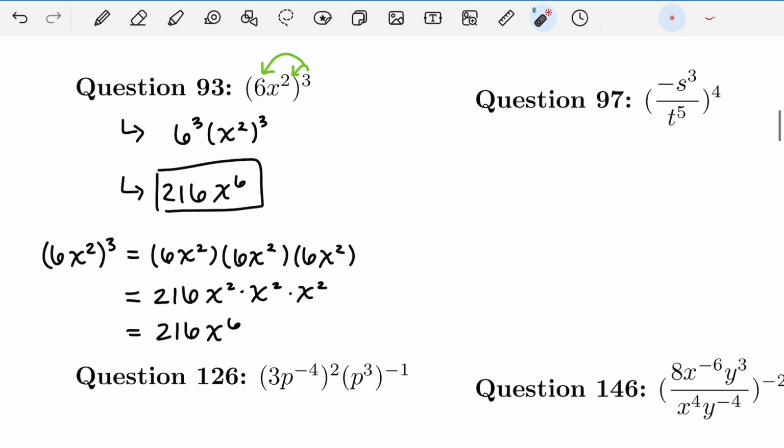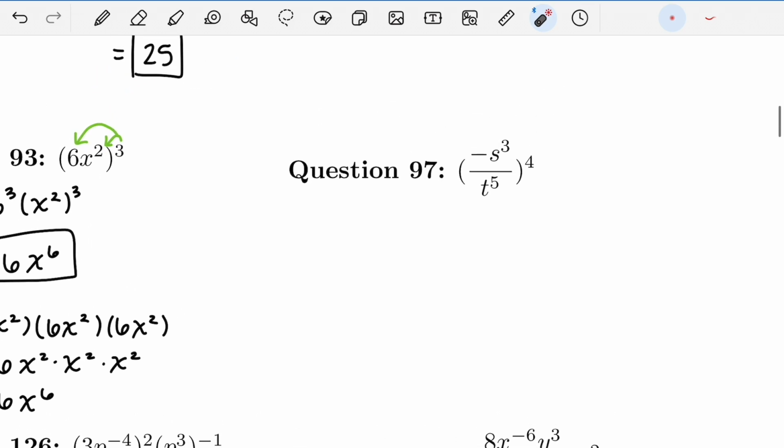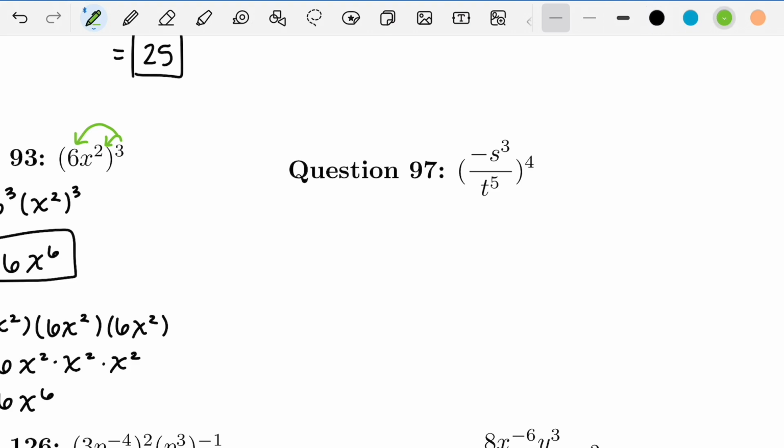Okay, so that brings us to question 97 here. This one is very similar. We have this exponential expression raised to this power 4 here, but we have a fraction inside of our parentheses. So this 4 is going to apply to everything inside of our parentheses. So this fourth power is going to apply to this guy and this guy in our numerator. So what we're left with is this minus s cubed raised to the fourth power, and in the bottom, t to the fifth power raised to the fourth power.